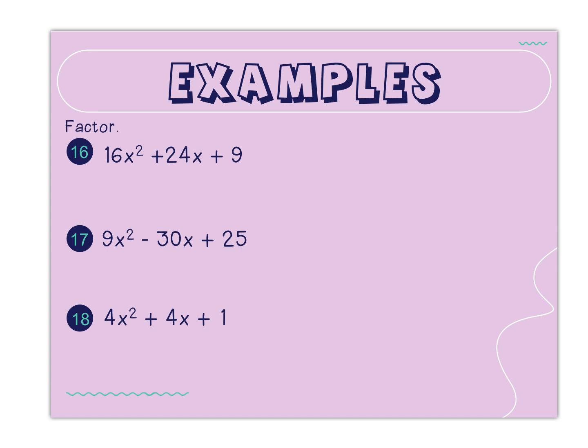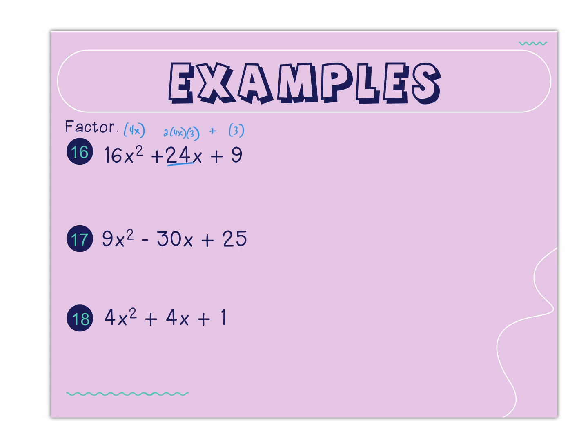Do 16, 24, and 9 have a number in common? And they don't. And there's not a variable either. So let's see if it follows one of these perfect square trinomial patterns. Does the first term have a square root? Yes, it's 4x. Does the last term have a square root? Yes, it's 3. And is the middle 2 times 4x times 3? Well, that's 8x times 3 is 24x, and it is.